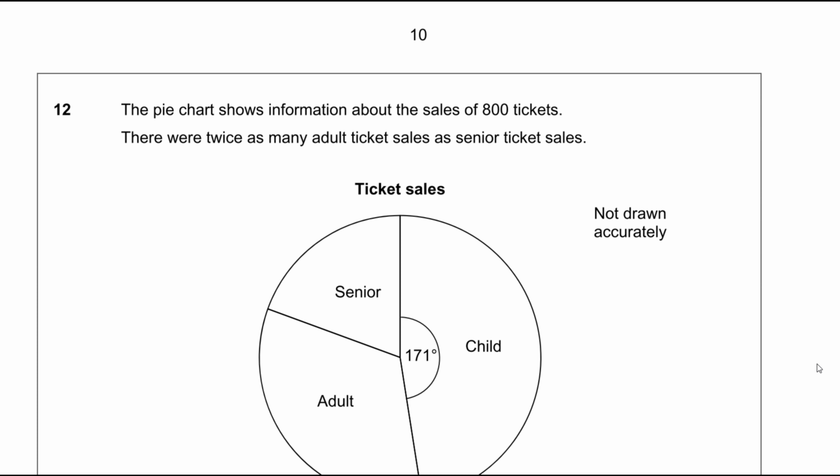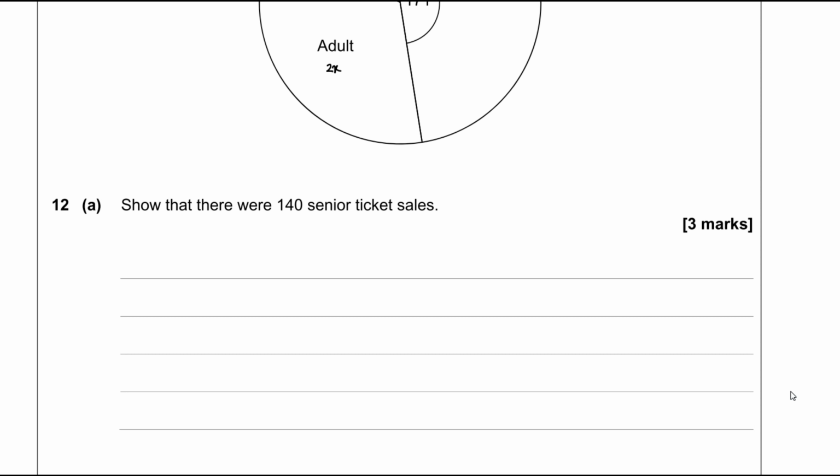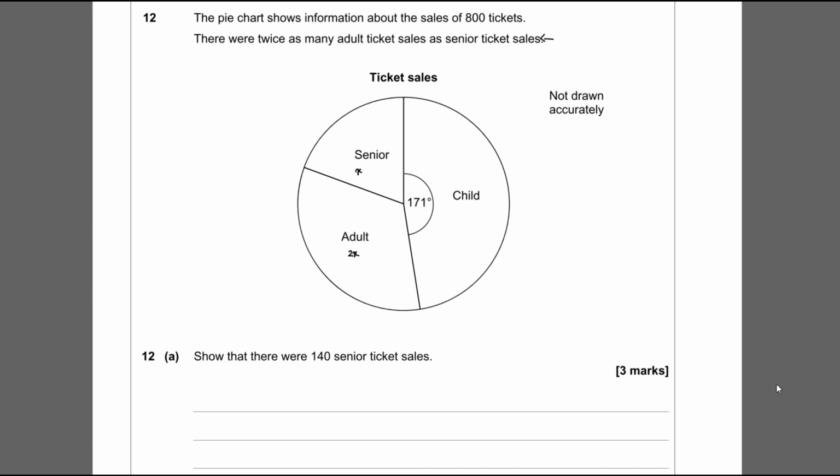Are you ready for the next questions? Question 12. The pie chart shows information about the sales of 800 tickets. There were twice as many adult ticket sales as senior ticket sales. So let's use this bit of information. Adult is twice as many as the senior. Let's say if senior is X and then the adult will be 2X because it's twice as many. Now the question is, show that there were 140 senior ticket sales. 140 senior. Okay, let's see the whole question.